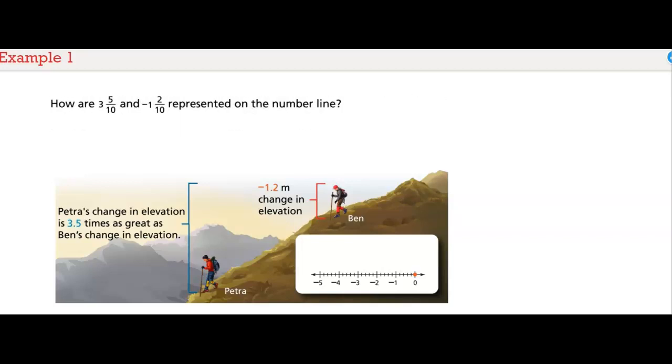How are 3 5/10 and -1 2/10 represented on the number line? Represent both numbers on the number line. -1 2/10 is the change in Ben's elevation. Petra's elevation change is 3 5/10 as great as Ben's. That means we can count 3.5 groups of -1 2/10 for Petra's change. Petra's change in elevation is -4 2/10 meters.